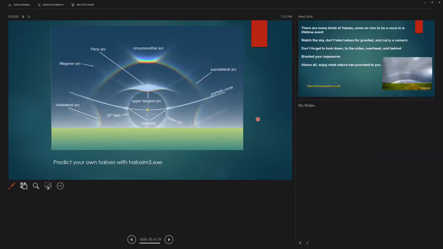So here's the program I've been telling you about. It's called halosim3.exe. And with it, it comes with a lot of canned programs that you could modify. And it's pretty sophisticated. You could specify the type of ice crystal and their size, how much they wobble as they come down, whether they're falling steadily or whether they're falling in a rather jiggly pattern. And of course, those jiggly patterns, when they're moving side to side, tend to spread out the colors and make these halos a little less prominent.